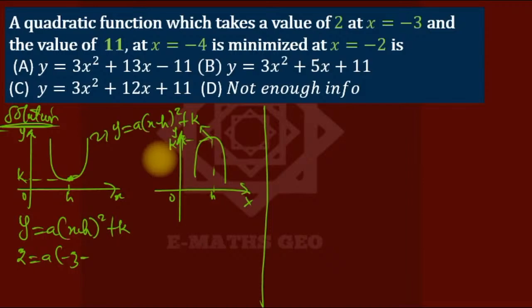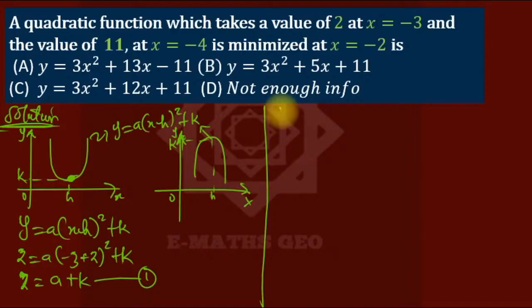Since it is minimized at x equals -2, h is -2, because this is where the minimum is. So h will be -2, which gives +2 all squared plus k. If I solve this, it is -1 squared, so 1 times a plus k. So we'll call it equation 1: 2 equals a plus k.